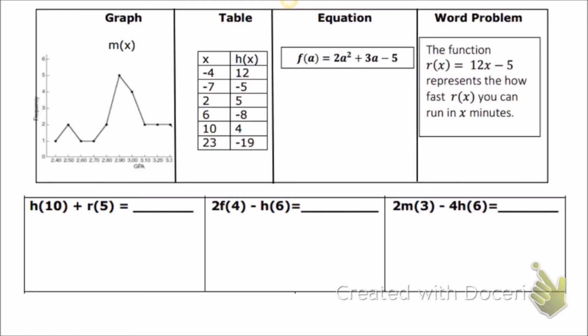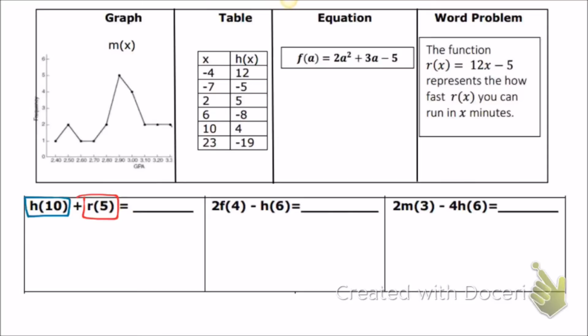We have, now we have two functions together. They're joined together by a plus, okay? So we need to take care of h of 10 first, and then we need to take care of r of 5, okay? So take a look at your table.